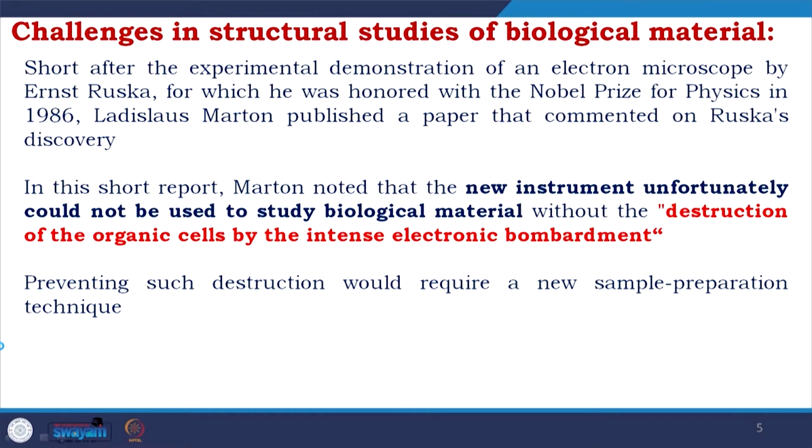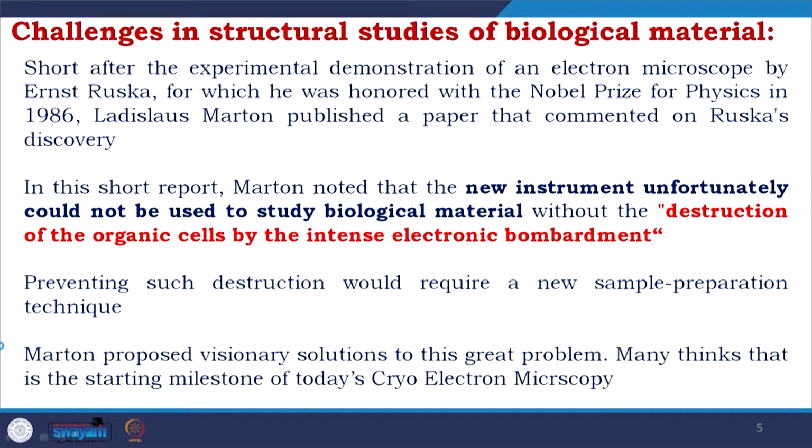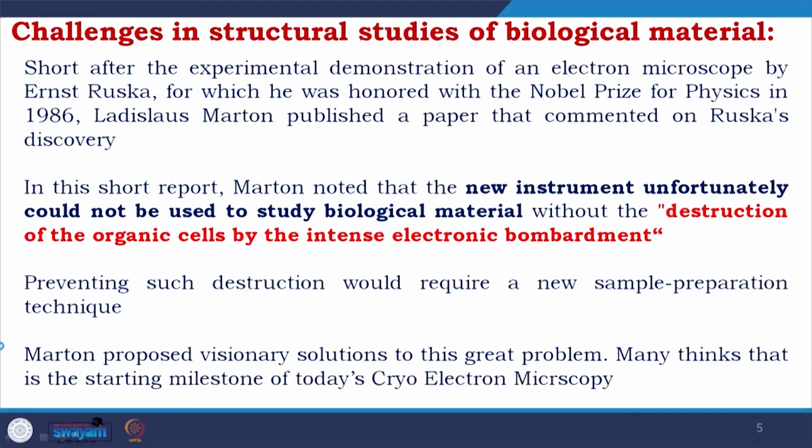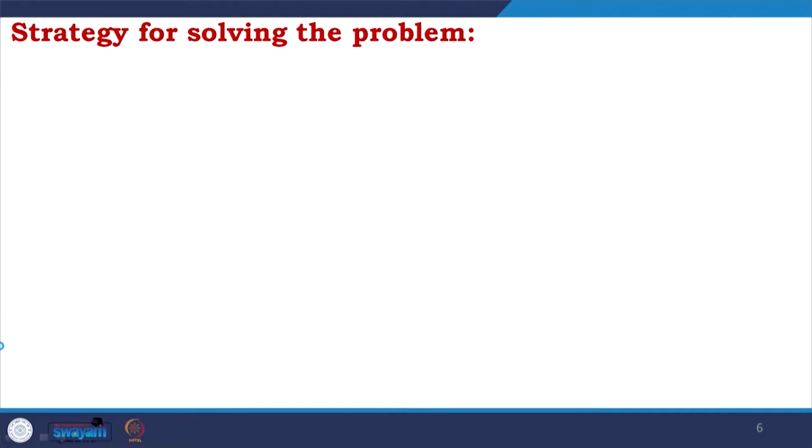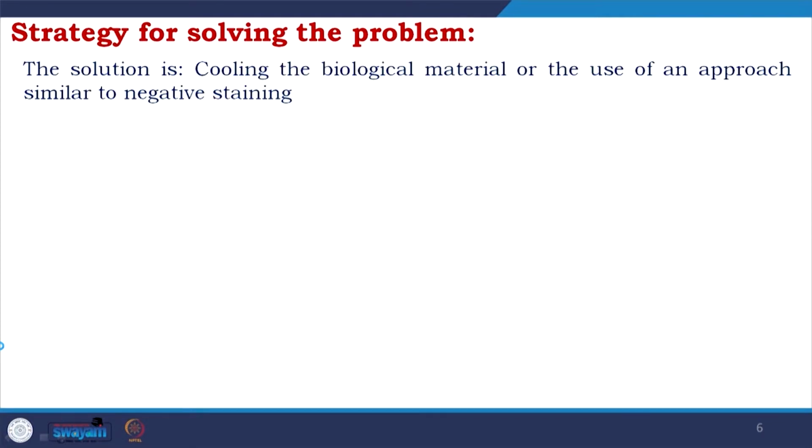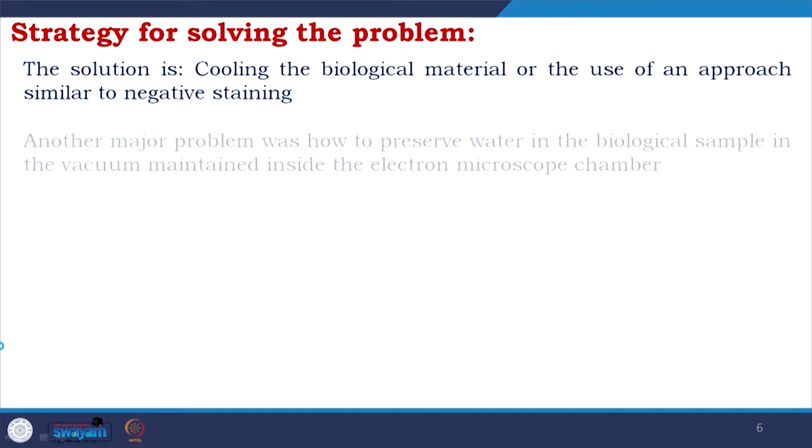Martin is the first one who talked about how, with alternative sample preparation, we could start getting information about the biological sample using the electron microscope. Martin proposed a visionary solution to this great problem. Many think that it is the starting milestone of today's cryo-electron microscopy, solving atomic structure. So, the strategy, the solution: cooling the biological material or the use of an approach similar to negative staining. So, he was first talking about cooling, the key concept to cryo-electron microscopy.